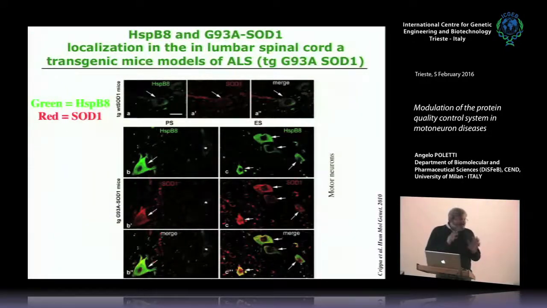And if you look at the end stage of the disease, the motor neurons that survive at the very end, which are probably more protected than the others, express a very high level of HSPB8 and have a soluble SOD1, which normally aggregates when the cell is damaged. So we like to believe that these motor neurons survive because they express very high levels of HSPB8, but we have not proved that yet.